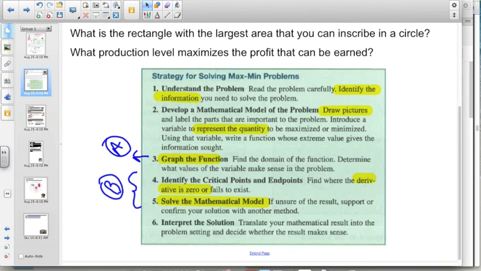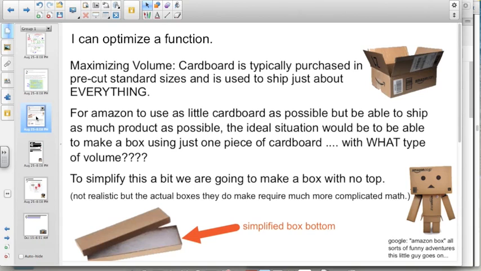So we're going to take that box example and look at that first. Cardboard is typically purchased in pre-cut standard sizes. So a place like Amazon gets cardboard to make boxes. They literally get these flat sheets of cardboard that they have to stamp boxes out of. It's used to ship just about everything. For Amazon to use as little cardboard as possible, but be able to ship as much as possible, the ideal situation would be to make a box using just one piece of cardboard.